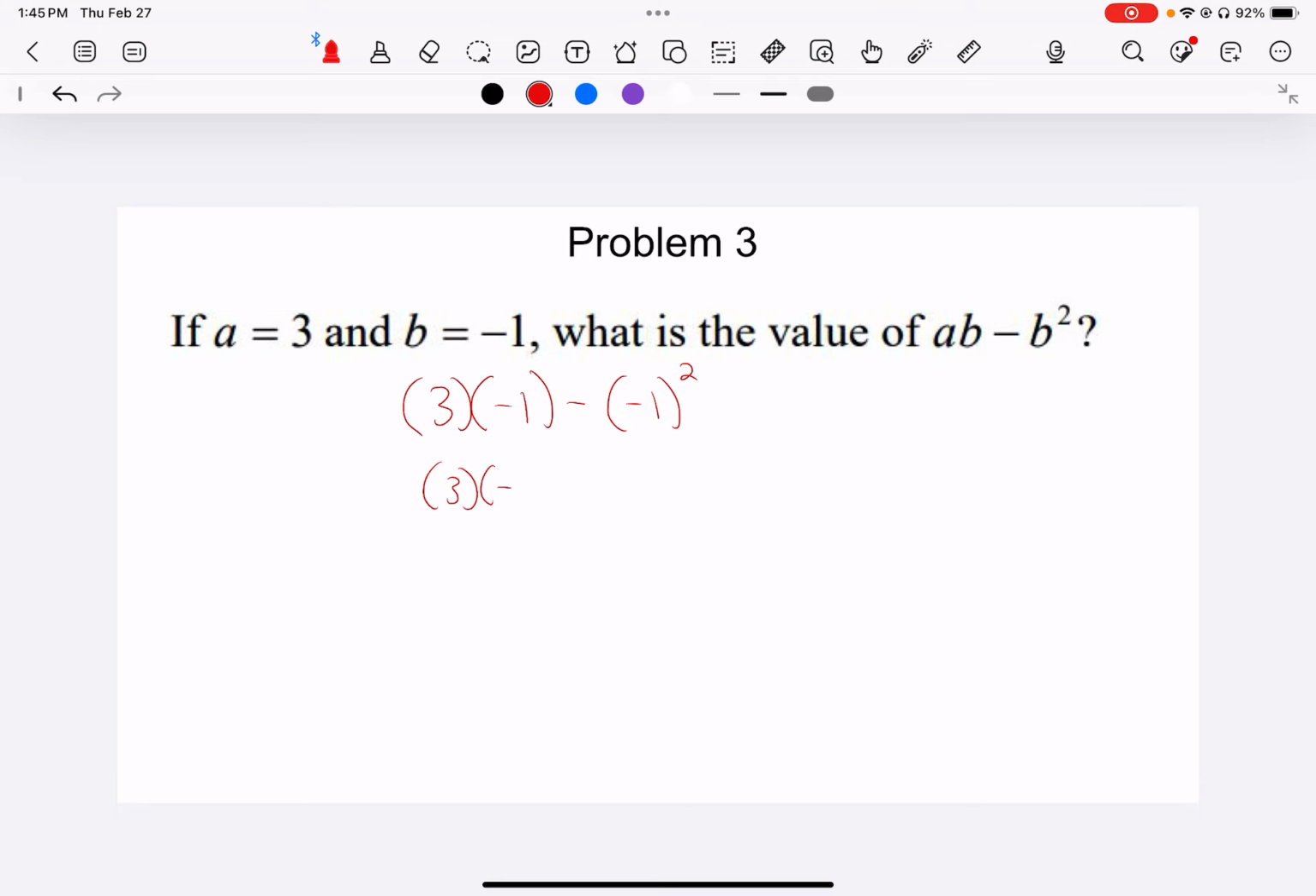So I have 3 and the -1 stay. My minus sign comes down. -1 squared is -1 times -1, which is a positive 1. 3 times -1 is -3, and -3 minus 1 is -4.